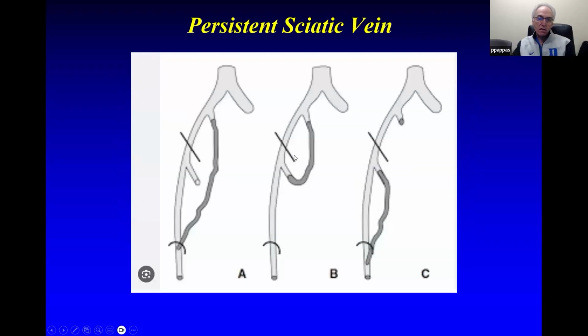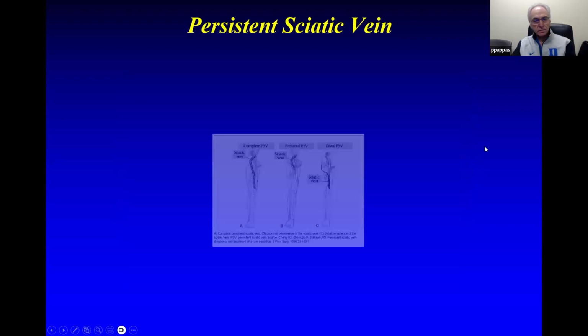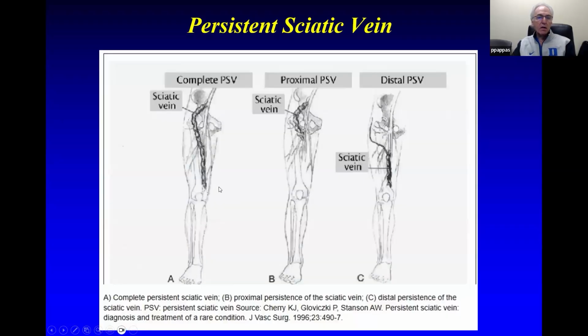So here's a complete, here's an upper. You can see here from the profunda just to the internal iliac, and then this is just a lower, where it's from the popliteal vein into the profunda, and it stays below the inguinal ligament. If you look at it, why is this important? This sciatic vein often becomes aneurysmal.